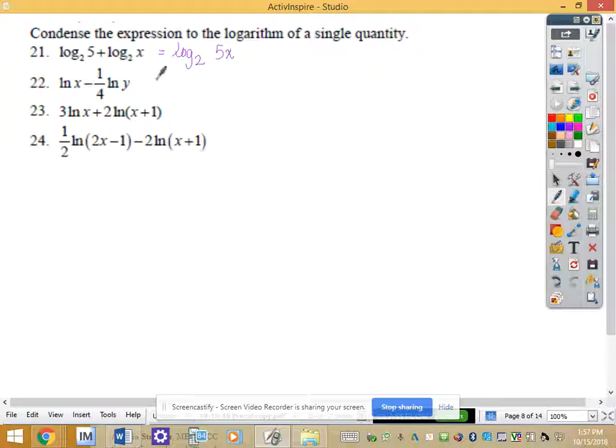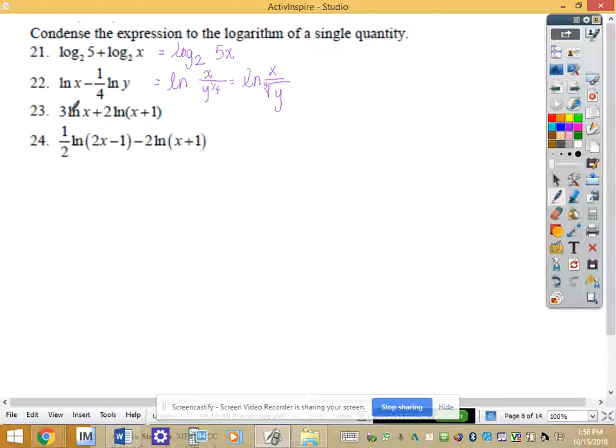For the next one, I have ln in both terms. I have x on the top, and I have a division because of this minus sign. Then this 1/4 out front tells me that that's an exponent. So this is y to the 1/4 power. Because in the directions you have no restrictions of how you're to give the answer, this is also correct by using the radical sign. Either answer is correct, and how you write it is up to you.